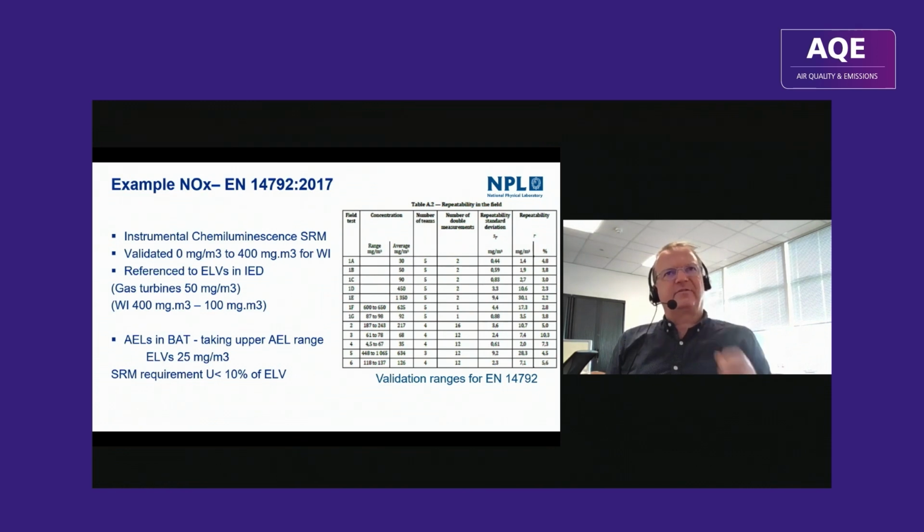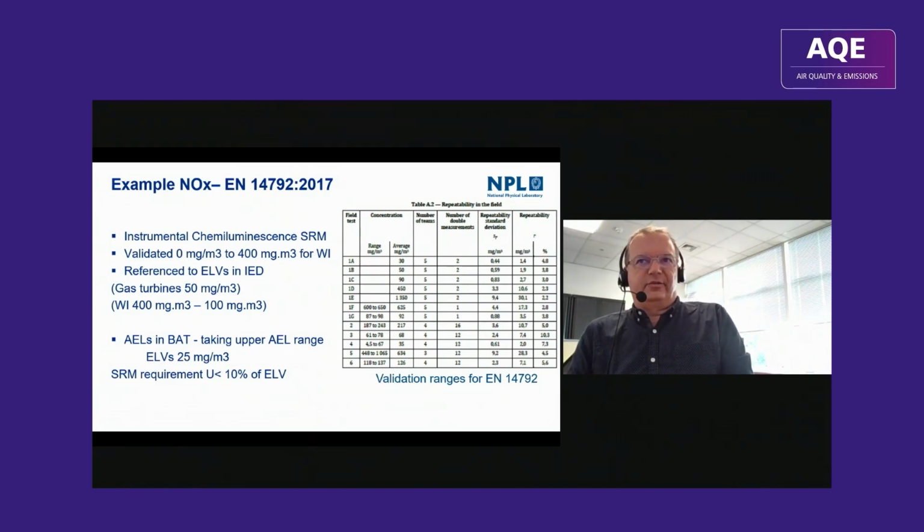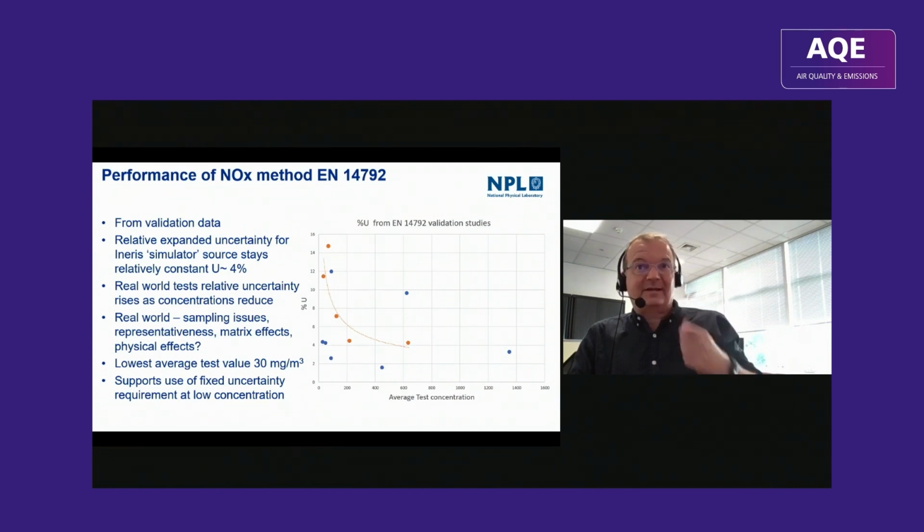So just some data from the standards themselves. The reference method for NOx, EN 14792, was validated over and has a scope which is from 0 to 400 milligrams per meter cubed. But most of the validation work was done on much higher ranges, you can see in the table taken from the standard. But the AELs in the BAT conclusions are reducing down to levels, even taking the upper range of the AEL, at 25 milligrams per meter cubed. So the uncertainty requirements really are pushing the limit of these methods. And just to show, these are just from the validation data that's in the standard itself, you can see that as we get to the lower ranges, the relative uncertainty really does start to blow up, and it's not meeting the requirements.